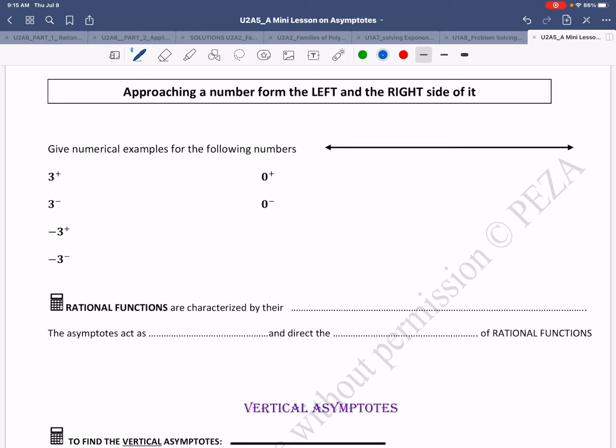You will see how they will help. What happens when we approach a number from the left and the right side of it? So very often when we determine asymptotes, we need to approach numbers from either the left or right side of it. And very often, when we are describing numbers that are close to a specific number, for example, 3 plus or 3 minus, the symbols plus and minus can be very confusing.